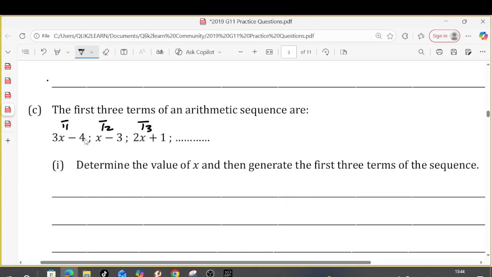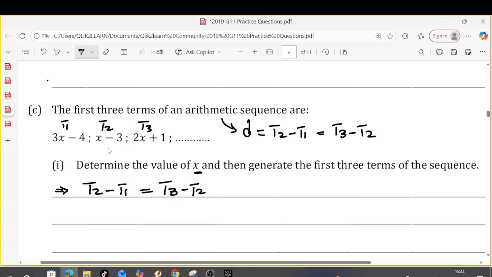So now when they say that this is arithmetic, we know that this has the constant value. What is the constant value? It is D, which is equal to T2 minus T1, term number 2 minus term number 1. When they want the x value, we're going to take T2 minus T1, which will be equal to term number 3 minus term number 2. So we're going to equate these two, because they have the constant difference.